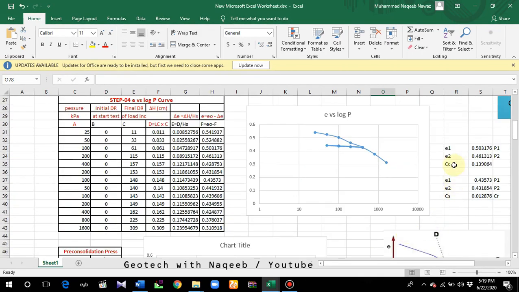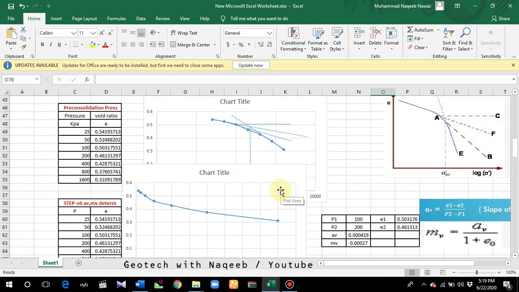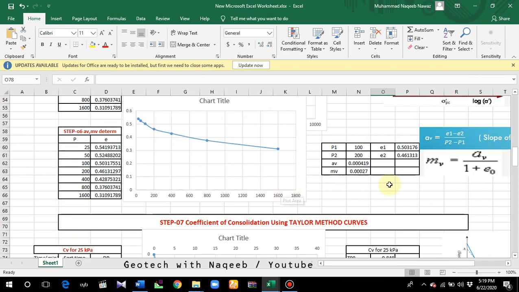Then we have C sub C, we have C sub S, C sub R, e naught, and pre-consolidation pressure. I hope you know the basic definition of pre-consolidation pressure. And then we have the coefficient of volume compressibility and coefficient of compressibility. So all these things we have to determine using the consolidation odometer test.